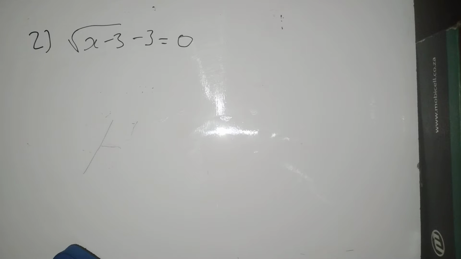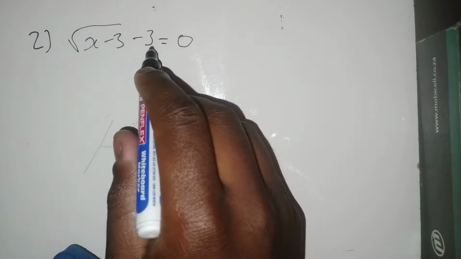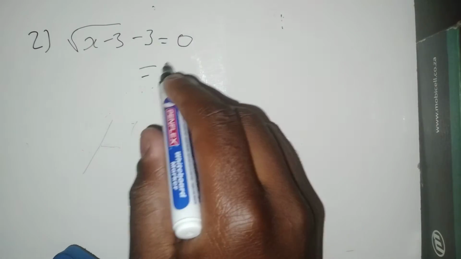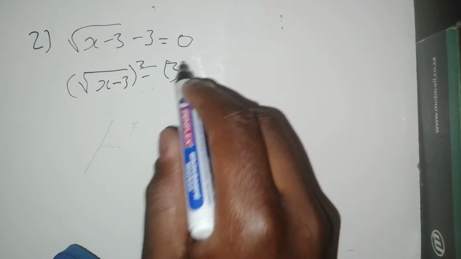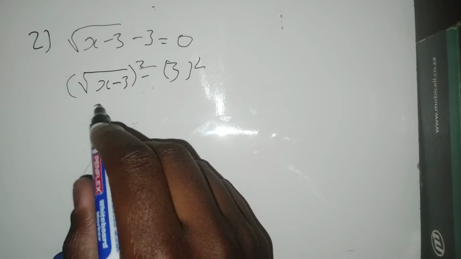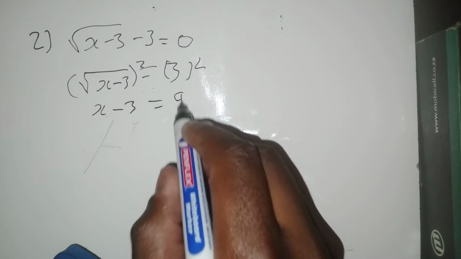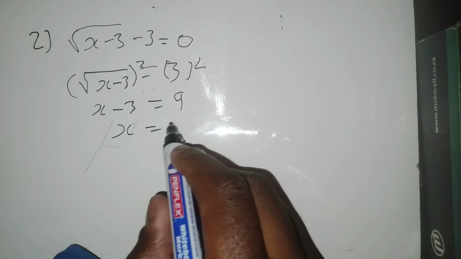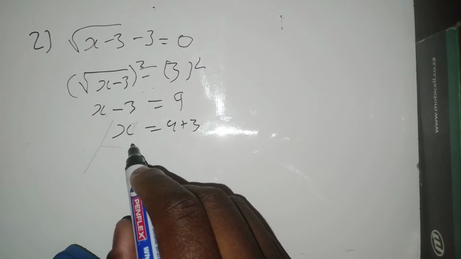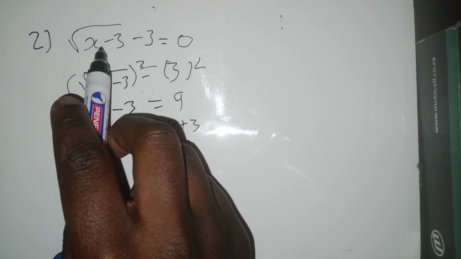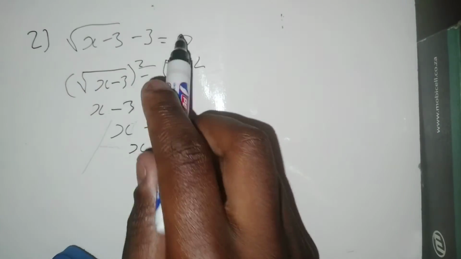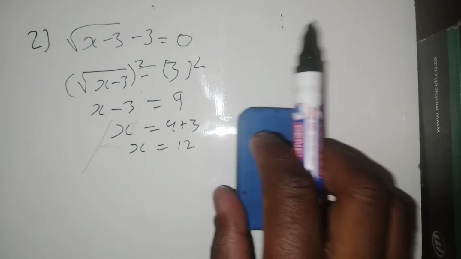Here is the second one. We need to isolate this part, so let's take this negative 3 to the other side so that it becomes a positive 3. Then we'll be left with the square root of x minus 3, so it's isolated. We square both sides, and then the square cancels the square root, so we have x minus 3 equals 9. We take this to the other side, we'll have 9 plus 3, so x will be equal to 12. Let's check if it's valid. If I put 12 minus 3 is 9, square root of 9 is 3, minus 3 is 0, so this is valid.